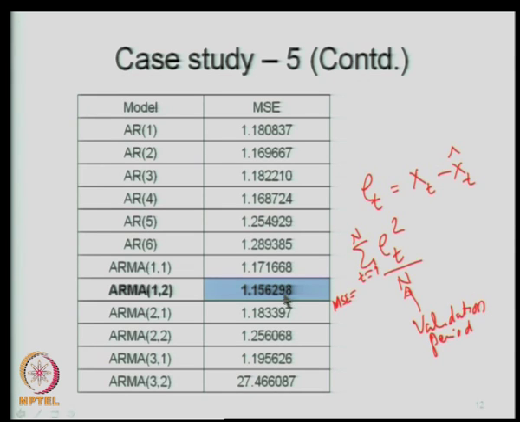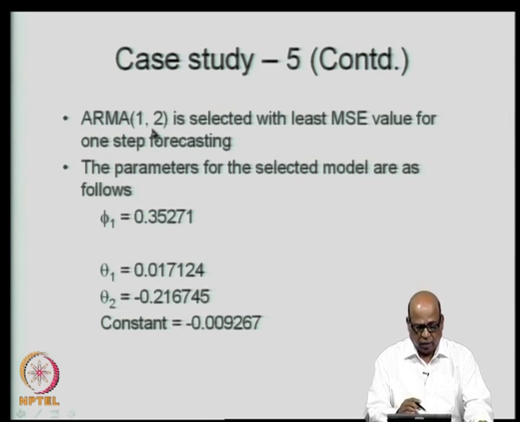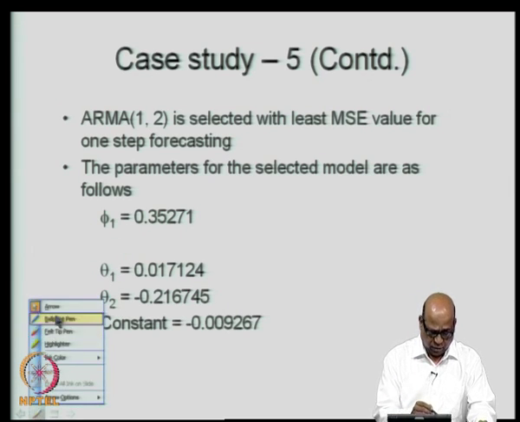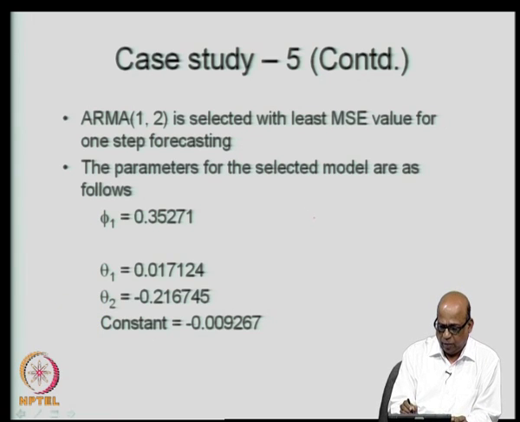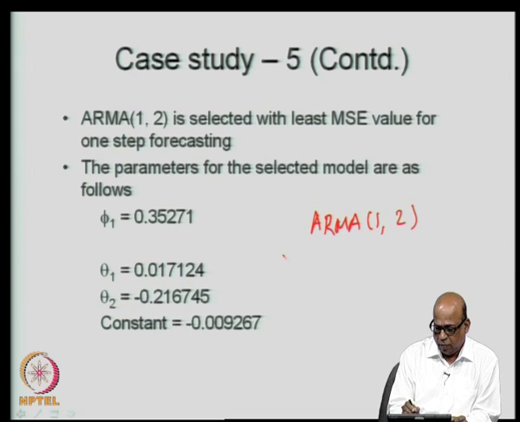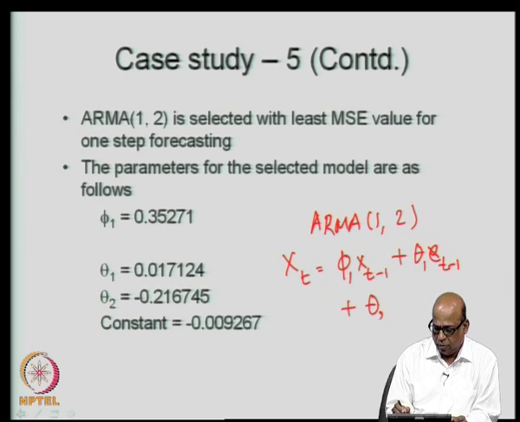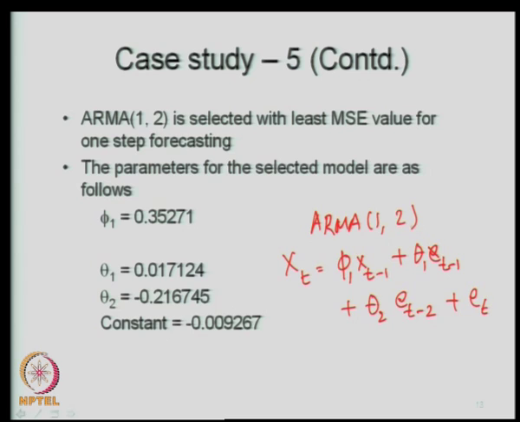Let us see what are the parameters that we obtain for this. So ARMA 1-2 we selected, and these are the parameters phi 1, theta 1, theta 2. How did we write the ARMA 1-2 model? In this case we write it as x t equals, you have one AR parameter, so phi 1 x t minus 1, and you have two MA parameters, so theta 1 E t minus 1 plus theta 2 E t minus 2 plus E t. This is our ARMA 1-2 model. So you get phi 1, theta 1 and theta 2. These are the values.